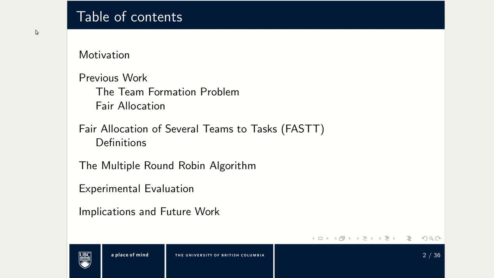So first I'm going to start by talking about our motivation for this. Then I'll touch briefly on the two main areas that we want to get into, team formation problem and fair allocation. Then I'll talk about the fair allocation of several teams to tasks. That is our problem setting. I will briefly touch on the multiple round robin algorithm, which is our algorithm. Hopefully I will have enough time to do that. Then I'm going to talk about our experimental evaluation, and then I'll talk about the implications of this work and future work that could be done.